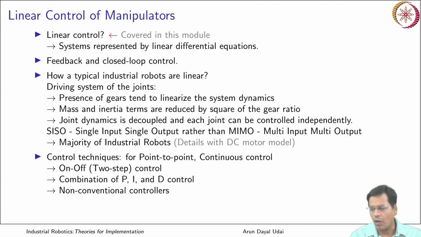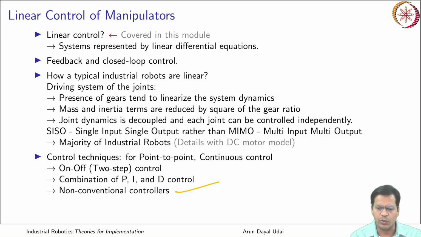Non-conventional controllers are also there. Some intelligent controllers, AI based control systems, and adaptive controllers are there. So these different other types of controllers are also there, which are normally not found in industry nowadays.